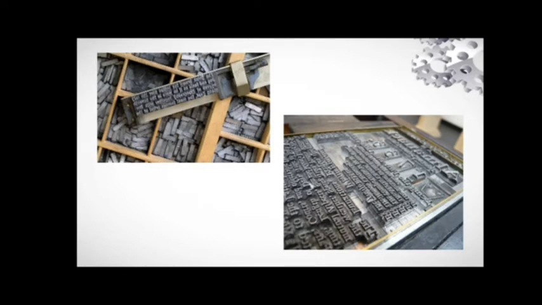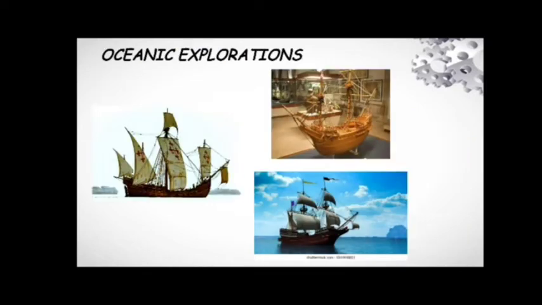Let's move forward. We also have the oceanic explorations. The earliest prehistoric form of water transport involved logs and rafts of the Sumerians. Soon after, Egyptian reed and wooden boats with triangular and square sails plied the Nile.